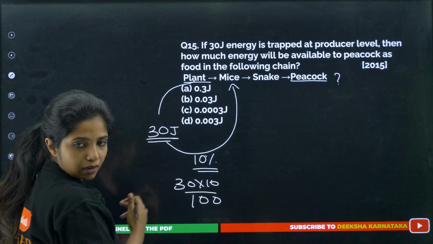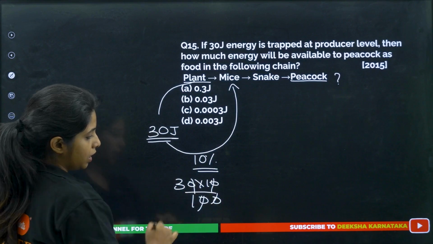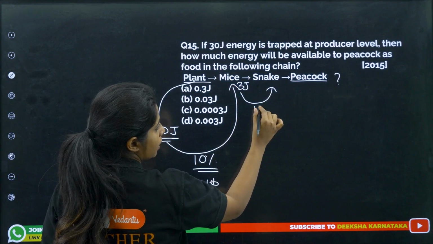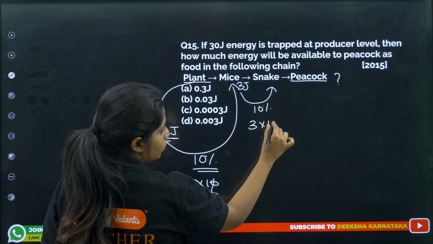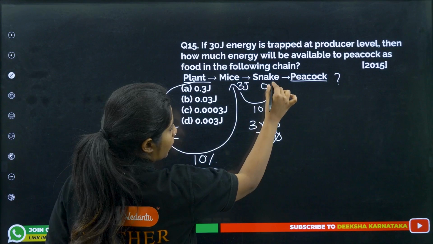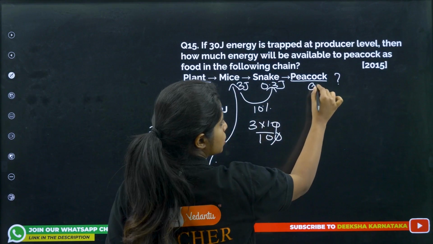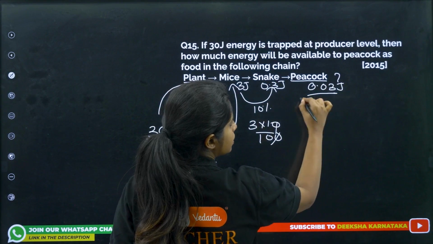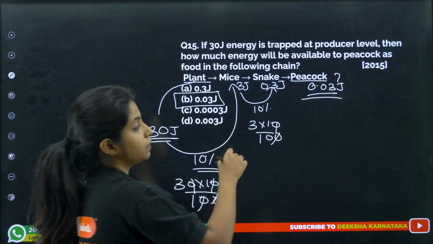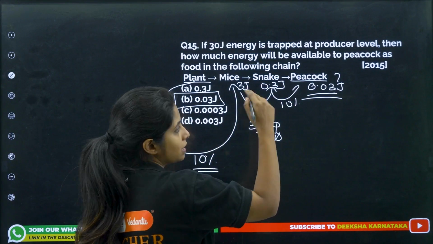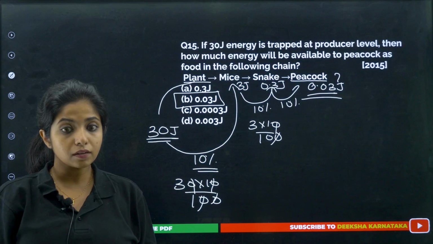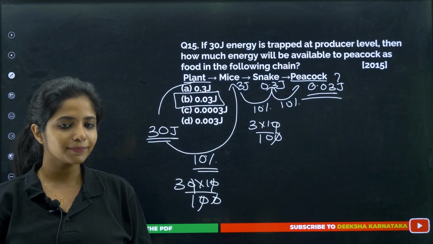So 10% of 30 is what? Calculate. 10 upon 100. It will be just 3 joules. Now 10% of 3 joules, my dear children, again, do I need to calculate? It will be 0.3 joules. Here it will be 0.03 joules. This becomes the answer. Only 10% will be going to each next trophic level. So if you are not aware about the 10% law, you are going to lose your marks.